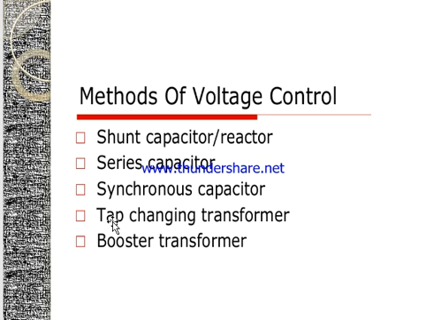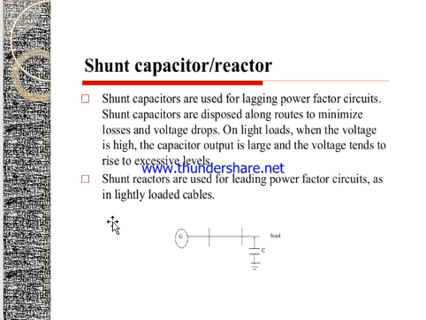Shunt capacitor or reactor method, series capacitor method, synchronous capacitor method, tap changing transformer method, and booster transformer method. So what is the shunt capacitor or reactor method? They are used for lagging power factor circuits. Shunt capacitors are disposed along the routes to minimize the losses and voltage drops. On light loads, when the voltage is high, the capacitor output is large and the voltage tends to rise. The shunt reactors are used for leading power factor circuits, as in lightly loaded cables.